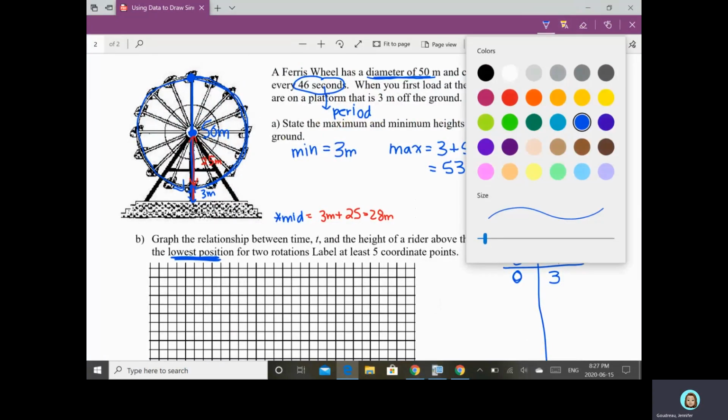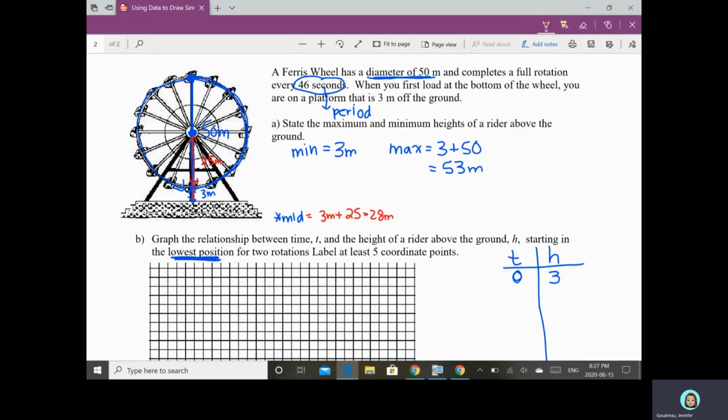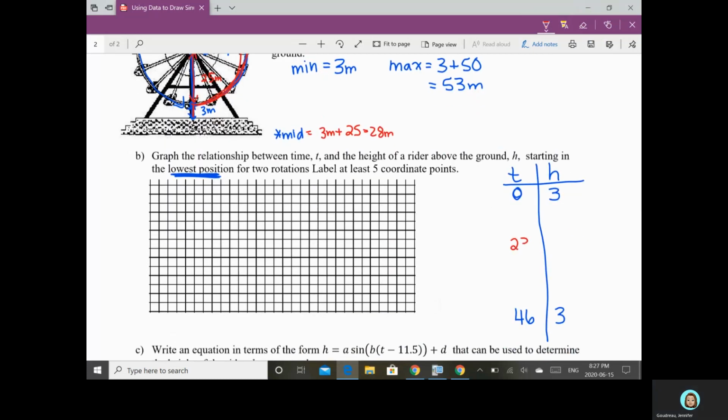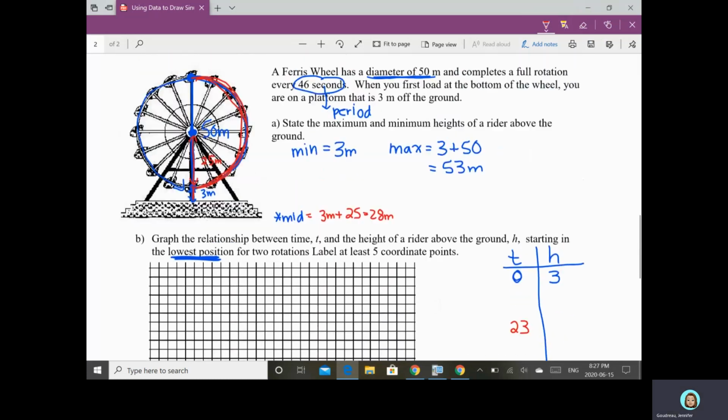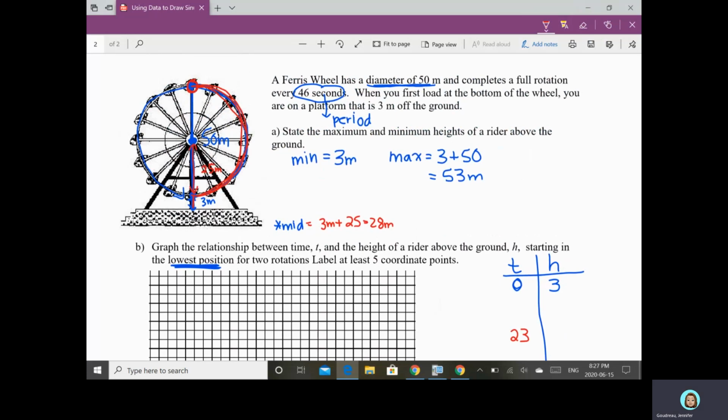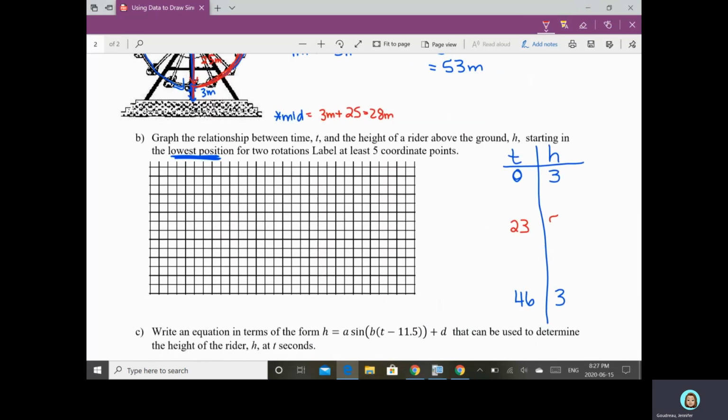If it takes us 46 seconds to go all the way around the circle, how long does it take us to go halfway around the circle? Well, half of 46 is 23. And when we're halfway around the circle, we are up here at the maximum. So that would be at 53. So at 23 seconds, we are at 53 meters.